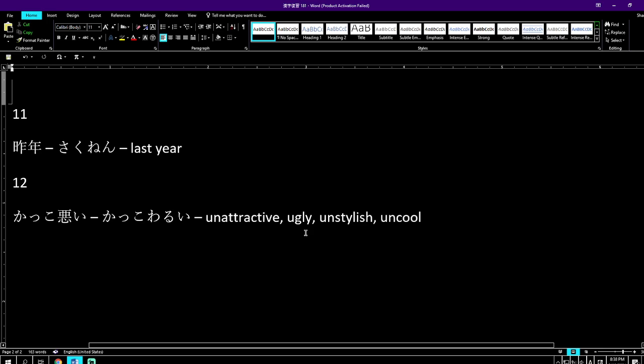Kakkowarui is unattractive, ugly, unstylish, or uncool. All right, let's go back to the top. Make sure we've got all these bad boys down.